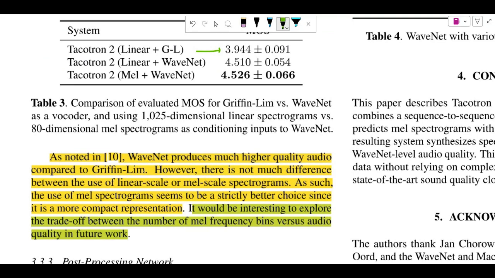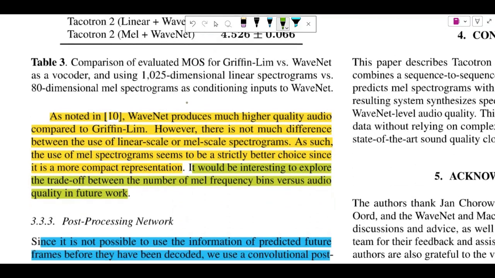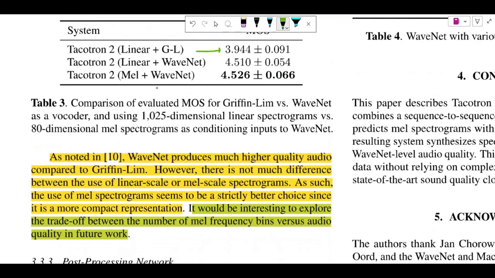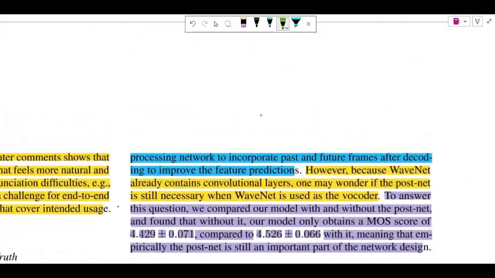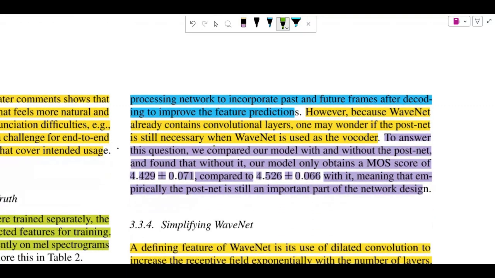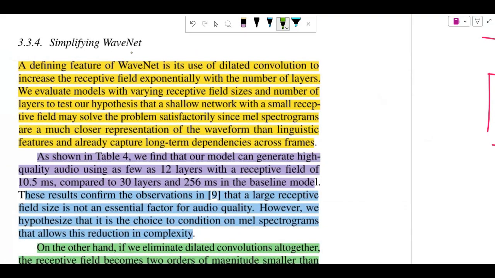But what they say is that mel is a more compact representation than linear, so it is better. It is smaller. Mel is 80 dimensional, whereas linear is 1025 dimensional. A more compact representation is better in general because it makes things smaller and it probably is a better representation. Then the post-processing network is important in their ablation. They say that the post-processing network is important because, as I mentioned before, it allows you to access the future in some sense. Here they talk about simplifying the WaveNet.